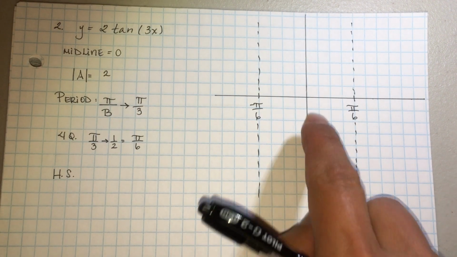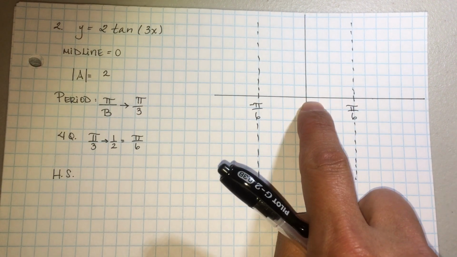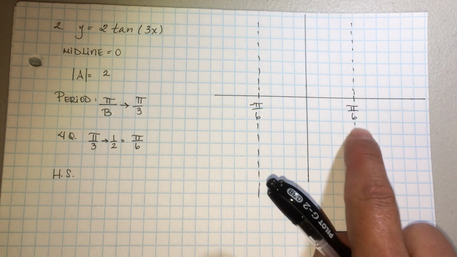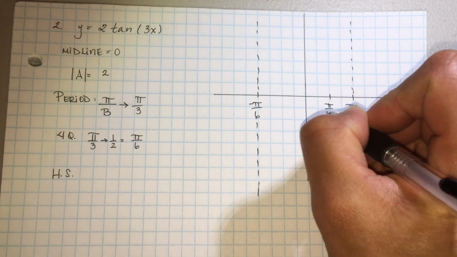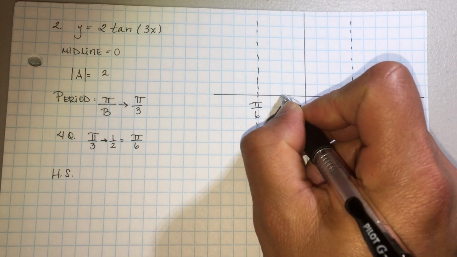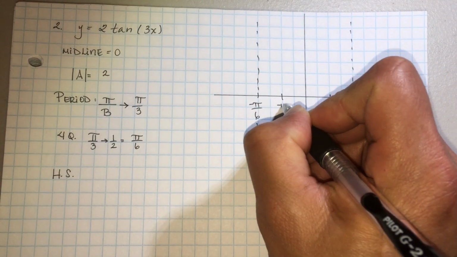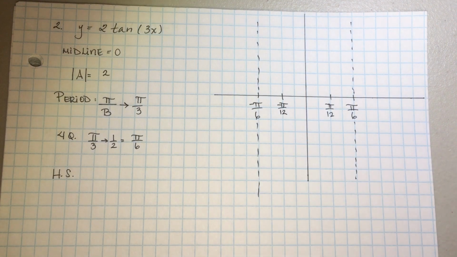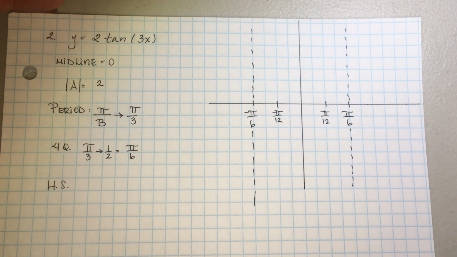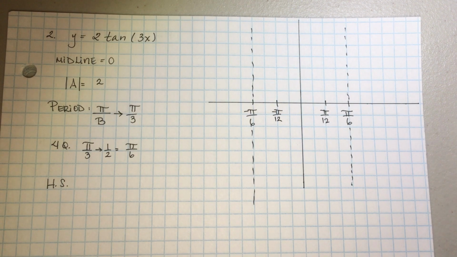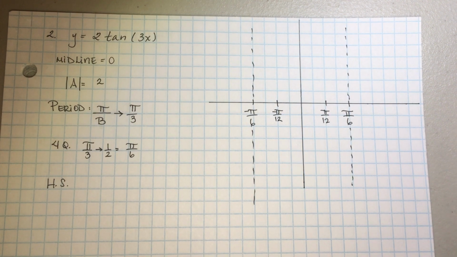So now I've got to find halfway of this point. So what's halfway of this? Well, we multiply this guy by 1/2. So that becomes pi over 12. That means this guy over here is going to be negative pi over 12. Okay. And a lot of students think that tangent is actually a lot easier to graph than the other two, than sine and cosine. And for some people it is.